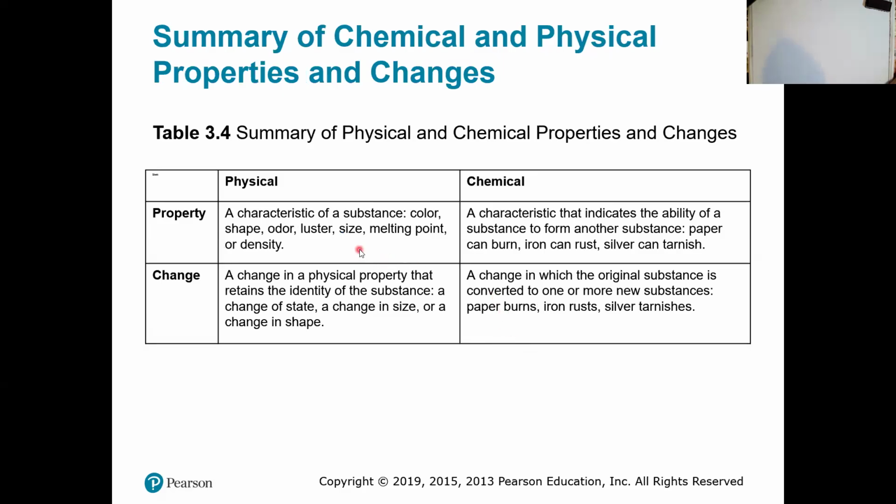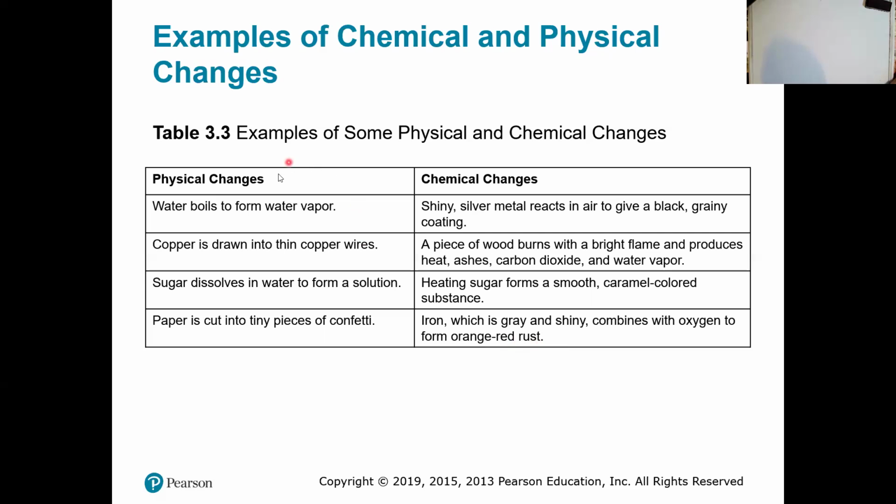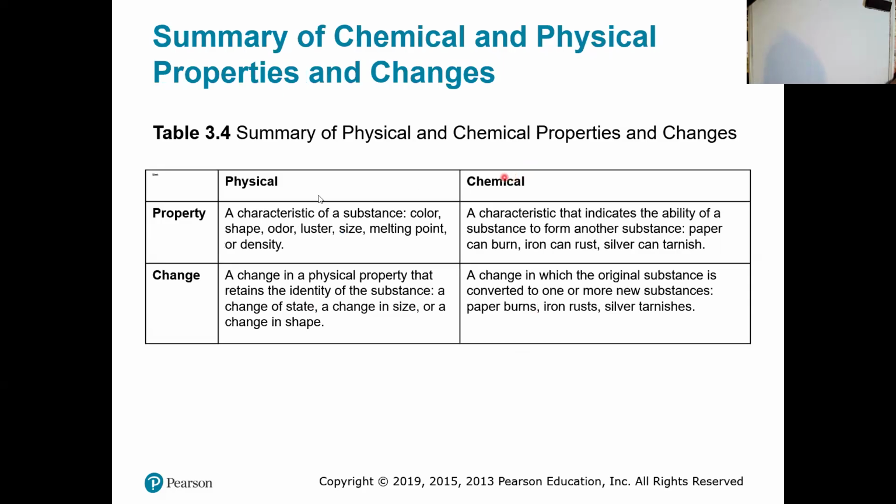Notice that earlier, this table shows examples of physical changes versus chemical changes. Now we can look at those and apply them to physical properties versus chemical properties. Physical properties are characteristics of a substance that we can observe without changing the chemical composition. But chemical properties are characteristics that we can only observe if we're watching these chemical reactions happen.